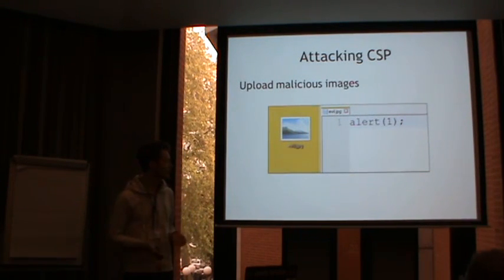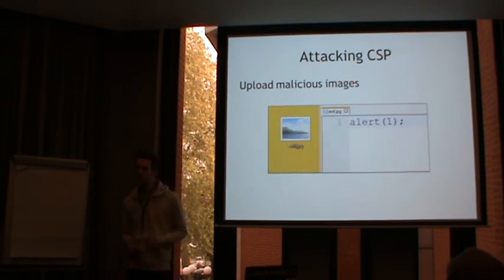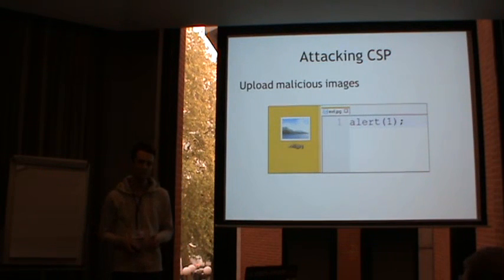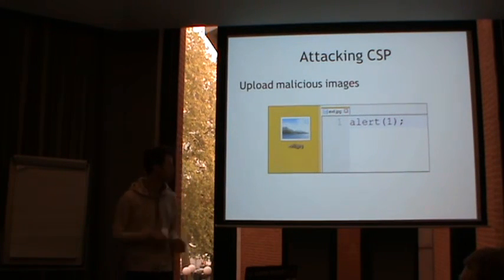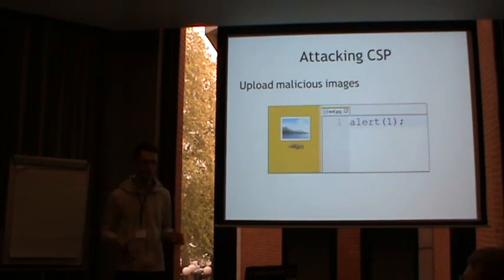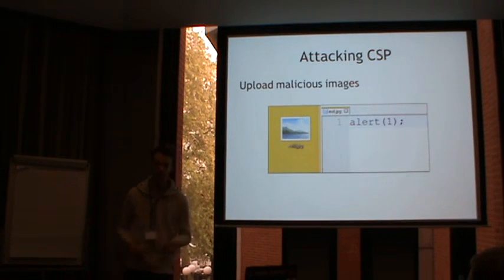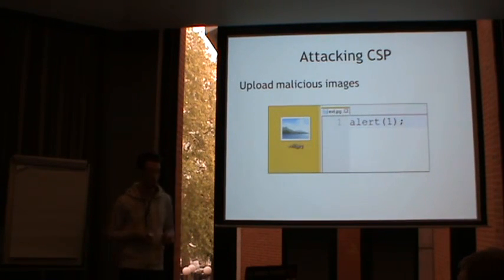So this is a really, really basic example. I'm sure you guys can think of a lot better ways to inject code into images, but this is for simplicity's sake. We have a file called evil.jpg. Actually, it's a text file with alert(1) in it. And suppose we can upload it to the server.